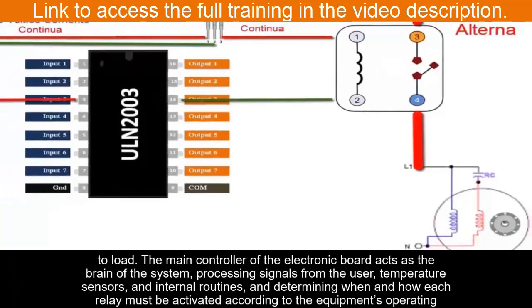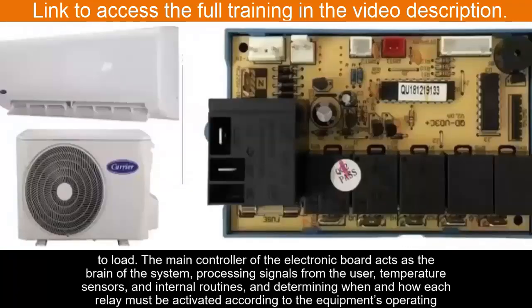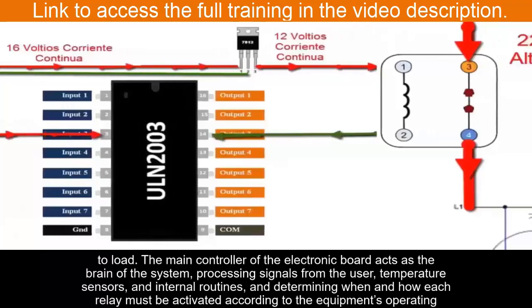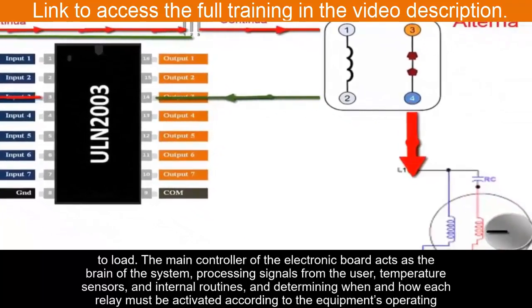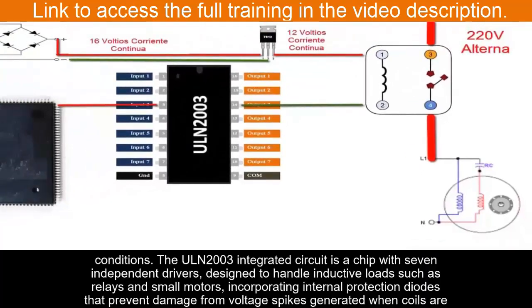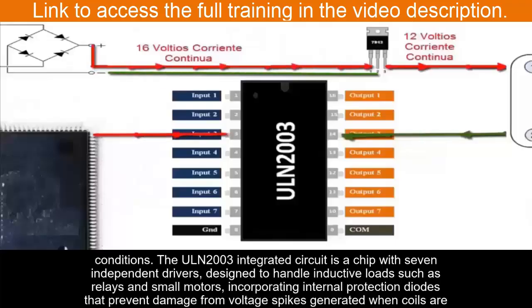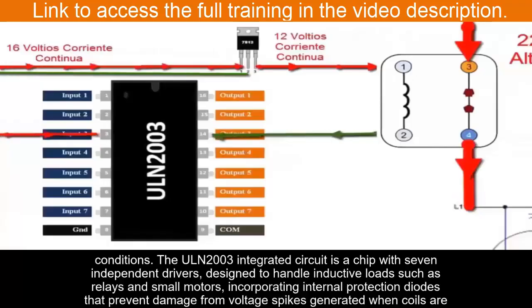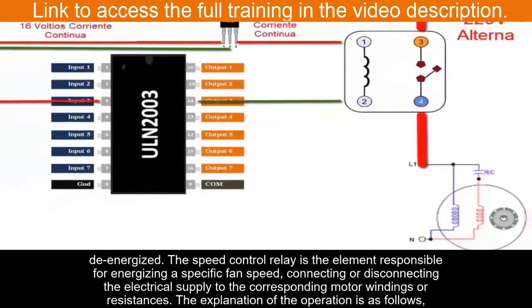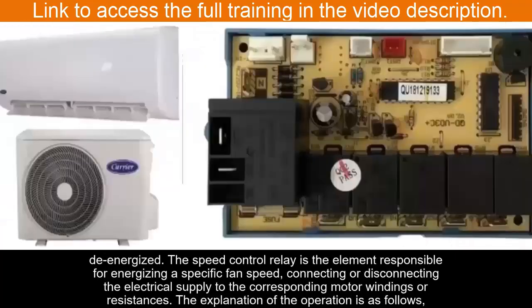The main controller of the electronic board acts as the brain of the system, processing signals from the user, temperature sensors, and internal routines, and determining when and how each relay must be activated according to the equipment's operating conditions. The ULN2003 integrated circuit is a chip with 7 independent drivers designed to handle inductive loads such as relays and small motors, incorporating internal protection diodes that prevent damage from voltage spikes generated when coils are de-energized.